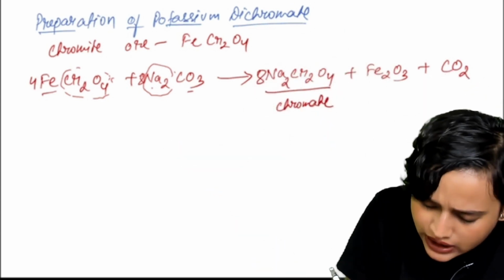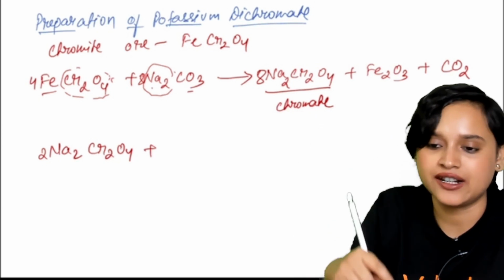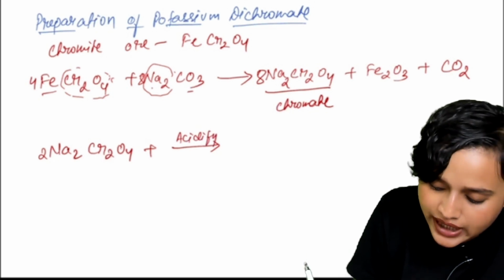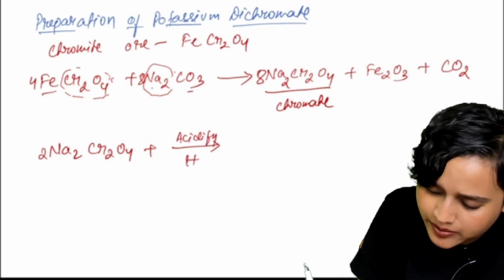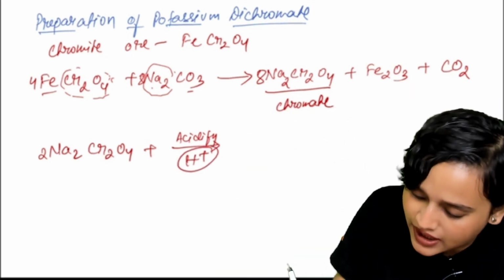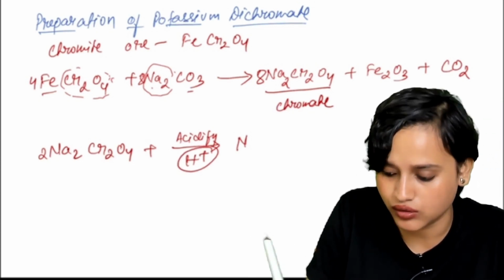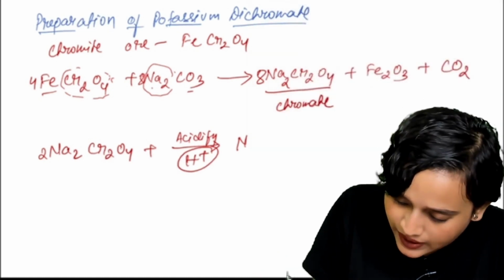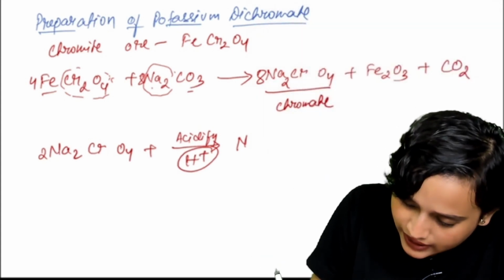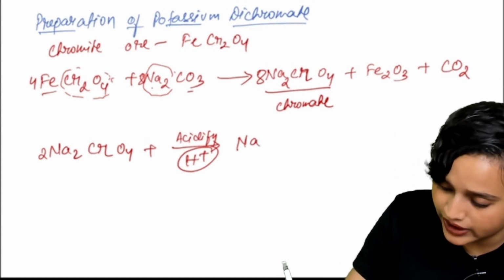How do we do it? We will take 2Na2CrO4 plus, let's acidify it. How do we acidify? We can either take H2SO4, or let me just write H plus ions here. H plus ions means that we are acidifying it. Sorry, I wrote Cr2O4 everywhere, but it is CrO4. That's why this is chromate, Na2CrO4.